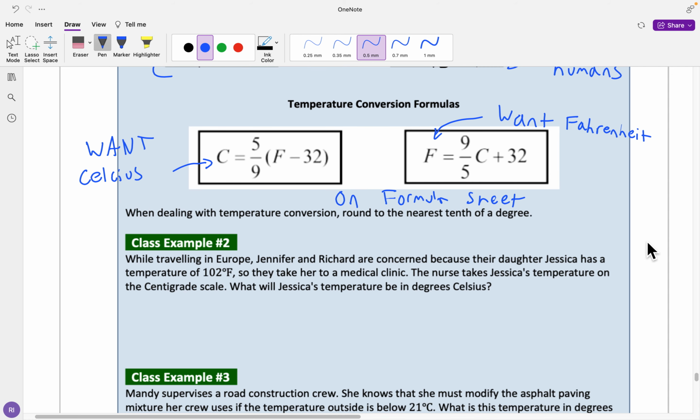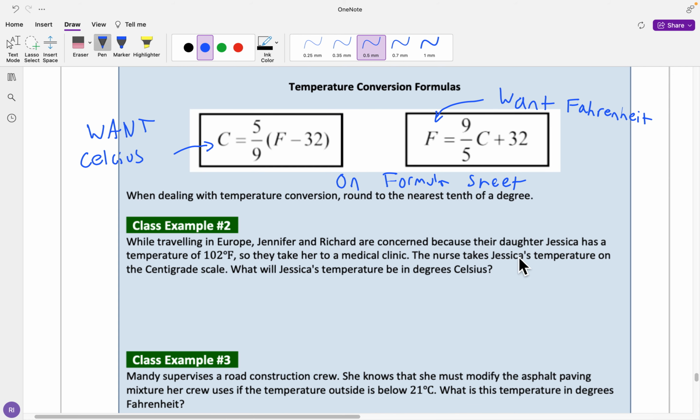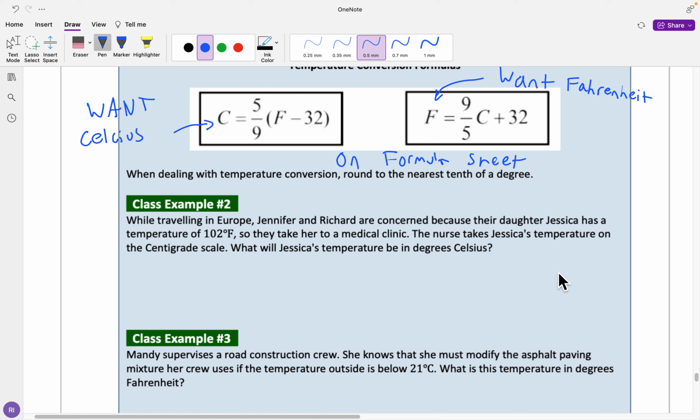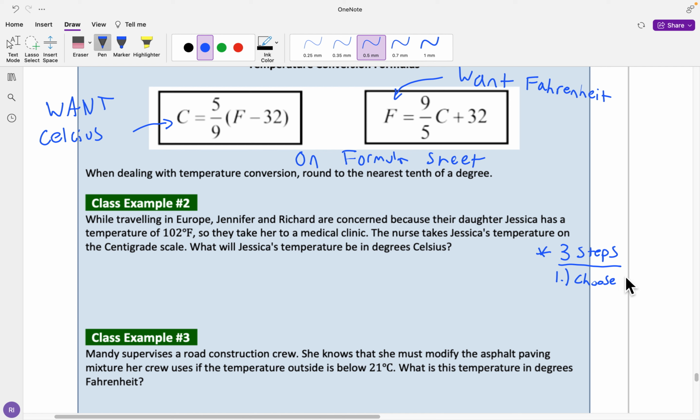So, there's not too many steps to practicing these questions, but this is sort of what it'll look like. 3 steps in total. First is choose your formula. Second step, substitute. Third, operations.